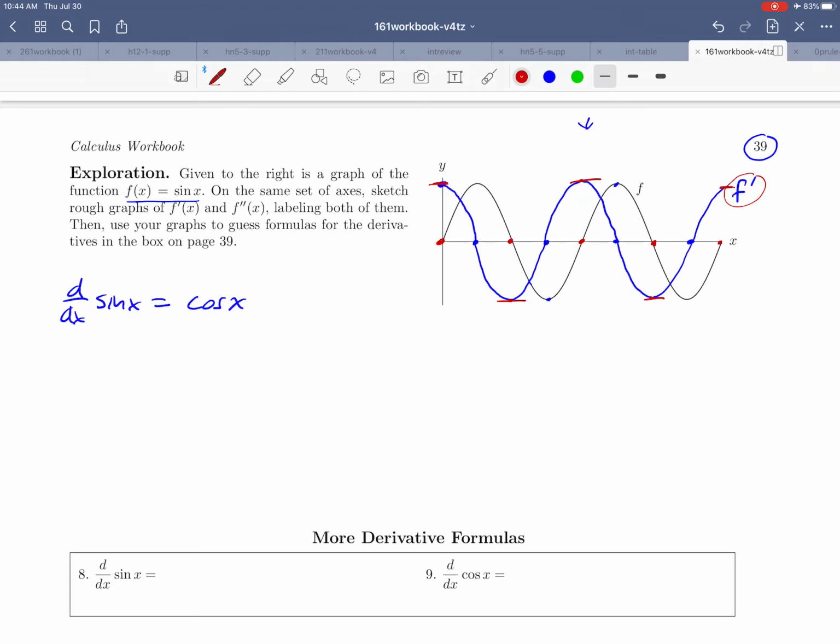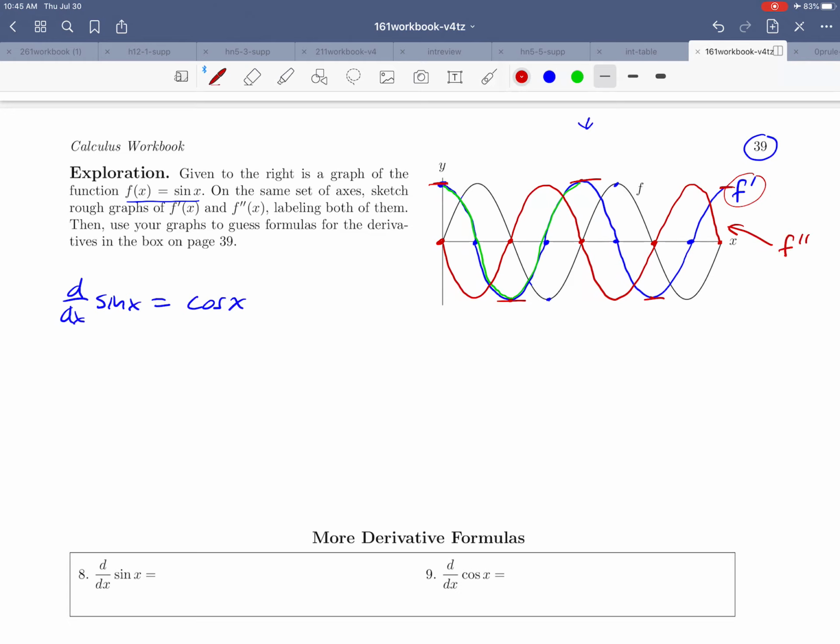Then notice that if you look at this first stretch of the blue graph, it's going down, which means that the derivative should be below the x-axis down here. And then the next stretch of the blue graph is increasing, so its derivative should be positive up here. You keep doing this, and you'll notice that we just keep alternating. So that red graph that we just drew is the graph of the derivative of f prime, which would be f double prime.